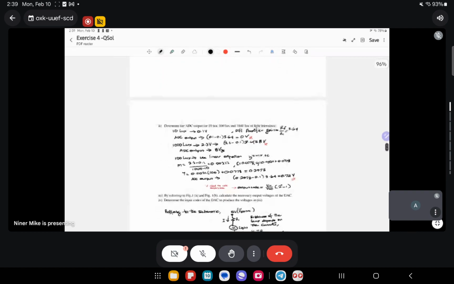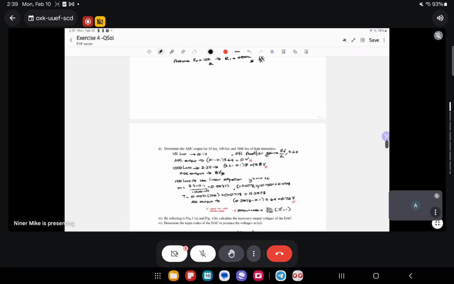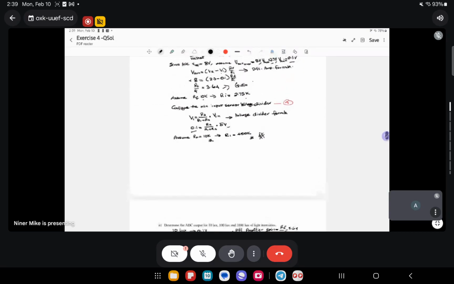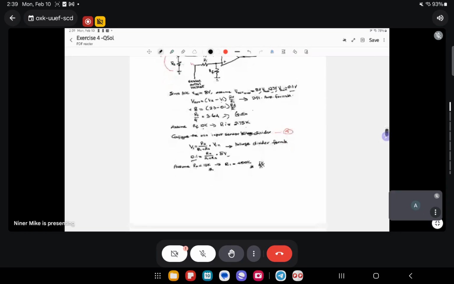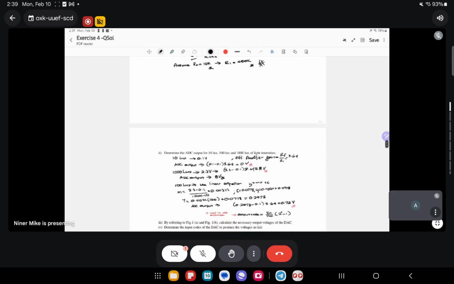No? So we go on to the next one. Determine the ADC output for 10 lux. We want to know the ADC output, not the signal conditioning output. So ADC 10 lux is equal to 0.1. The ADC output is basically 0.1 minus 0.1 times 3.64, which equals 0.